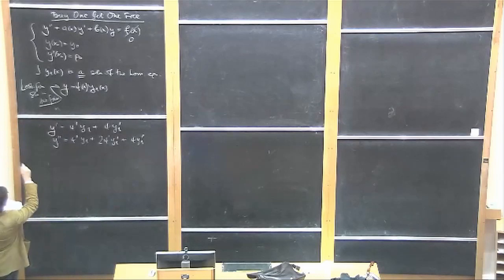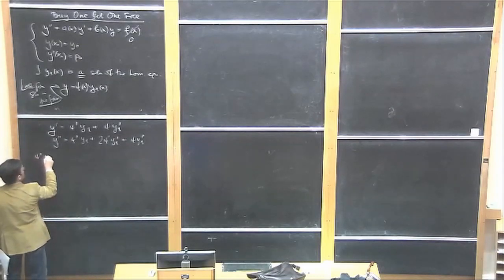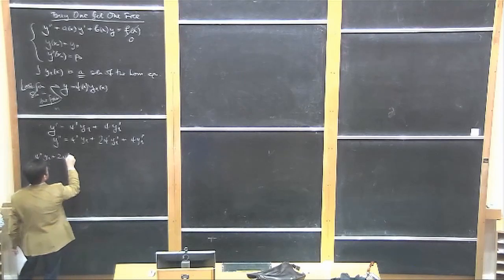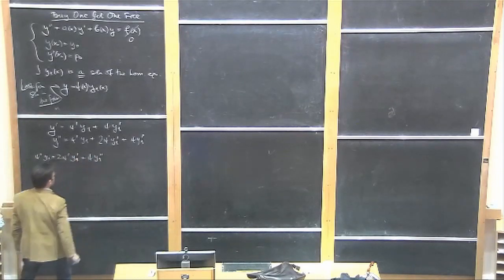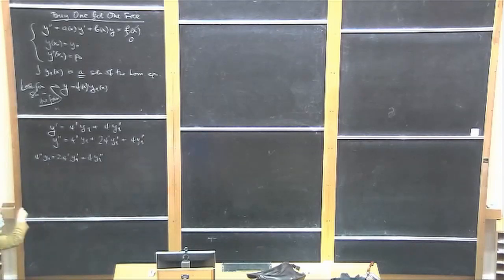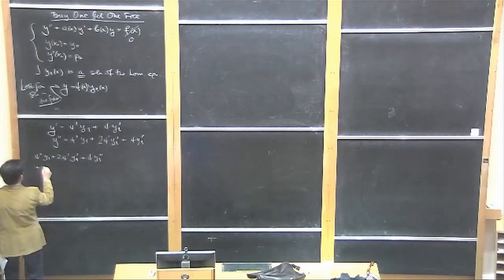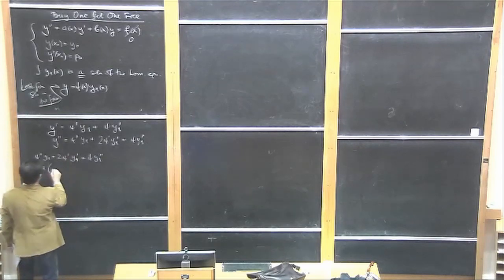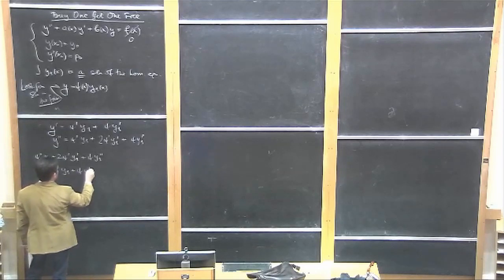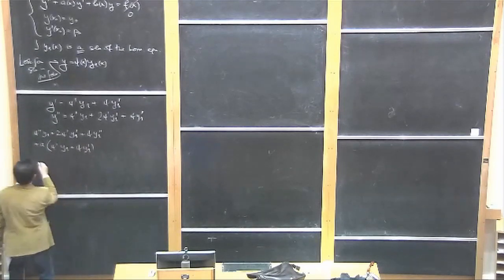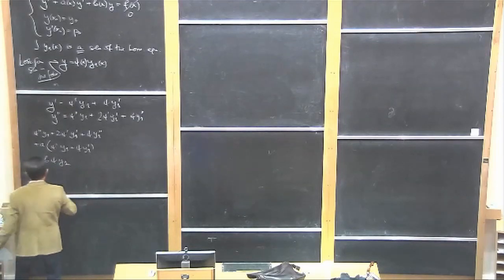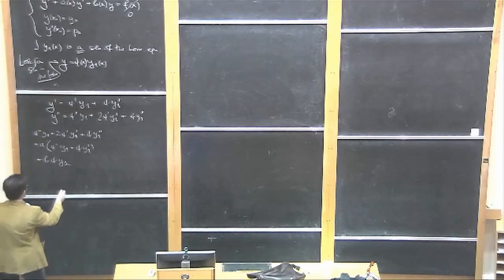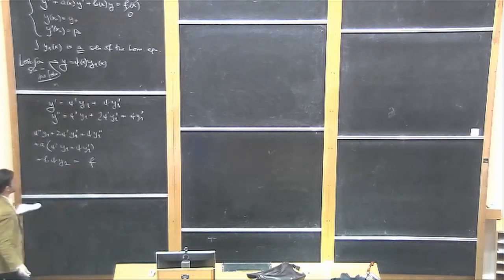So if I do that, y double prime becomes psi double prime y1 plus 2 psi prime y1 prime plus psi y1 double prime. That's the first term. The second term is a times that, so psi prime y1 plus psi y1 prime. The third term is b times psi y1, and equals f. The equation is inhomogeneous.